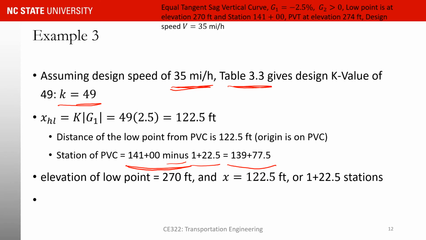We have the elevation of the low point. It is 270 feet. We know that x is 122.5. So these are known parameters to us. Also, we know that the b parameter of the parabola, if you remember, the parabola is y equal to ax squared plus bx plus c. B was one of the parameters of the parabola that is equal to g1, or negative 2.5. So we want to go forward from this point and find other parameters of the parabola.